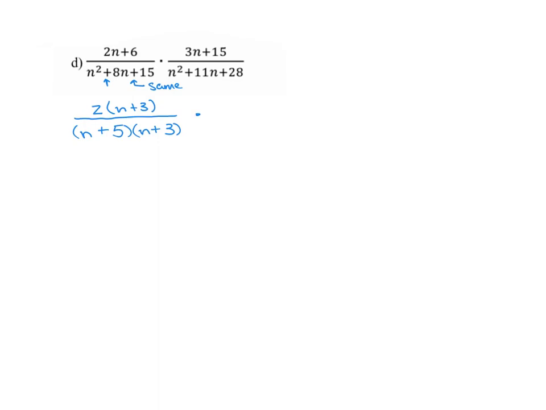For the second one, on top, we can factor out a greatest common factor. We get 3. Inside, if we divide each term by 3, we get n plus 5. On bottom, we can factor. N squared is n and n. Things that multiply to 28 and combine to 11 is going to be 7 and 4. And they have same signs. Both are positive.